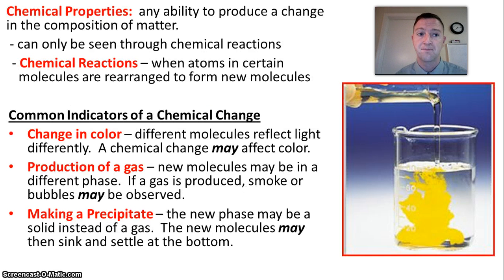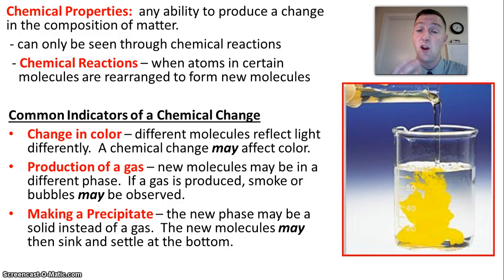So here we go. When we talk about chemical properties, we're talking about the ability of one molecule, one chemical, one substance to change the composition of matter in another substance. Kind of a complicated definition. So what does that mean? Right, we've been talking about atoms and molecules in class. Remember the little Legos? Okay.